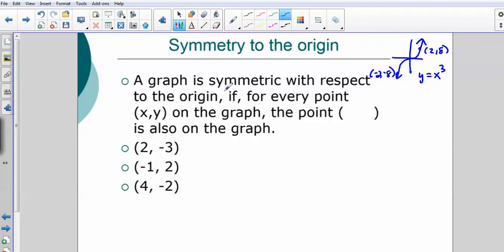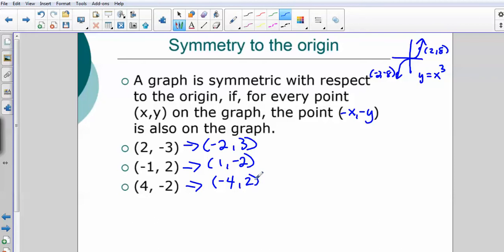So if a graph is symmetric with respect to the origin, for every point x, y on the graph, the point negative x, negative y is also on the graph. So take the opposite of the x and the y. So in the first case, our new point is negative 2, 3. In the second point, our new point is 1, negative 2. And in the third case, our new point is negative 4, positive 2. It works.